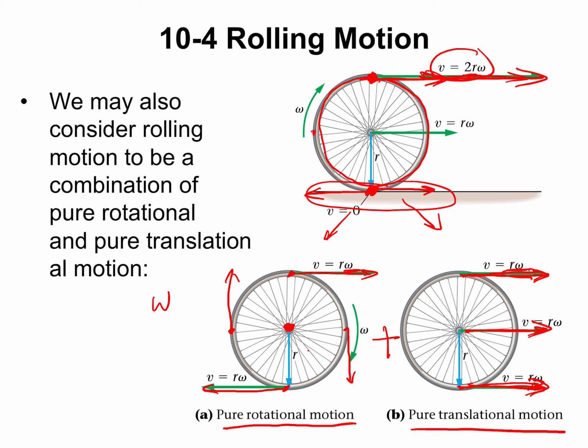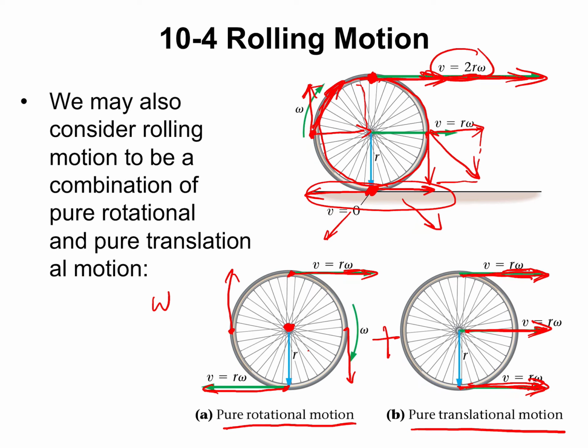So this one is for the linear motion, this is for the rotational motion, and this is for the linear motion. Put them together, and this is your speed. Same thing here: this is the rotational motion, this is the linear motion, and then add them together. So that is your rolling.